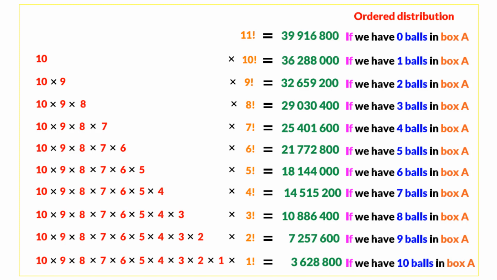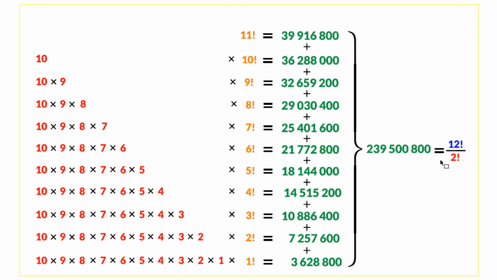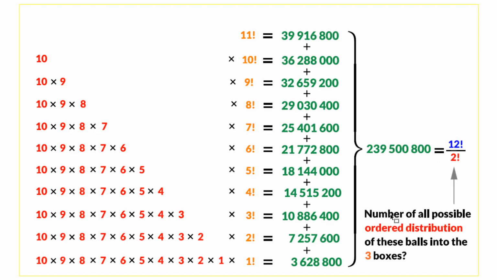Now let us make sure that our work is correct, and that is by adding all these distribution together. So let's do that. We add them and we get our global distribution, which we computed before, and this is not more than the number of all possible ordered distribution of these 10 balls into the 3 boxes as we expected exactly.